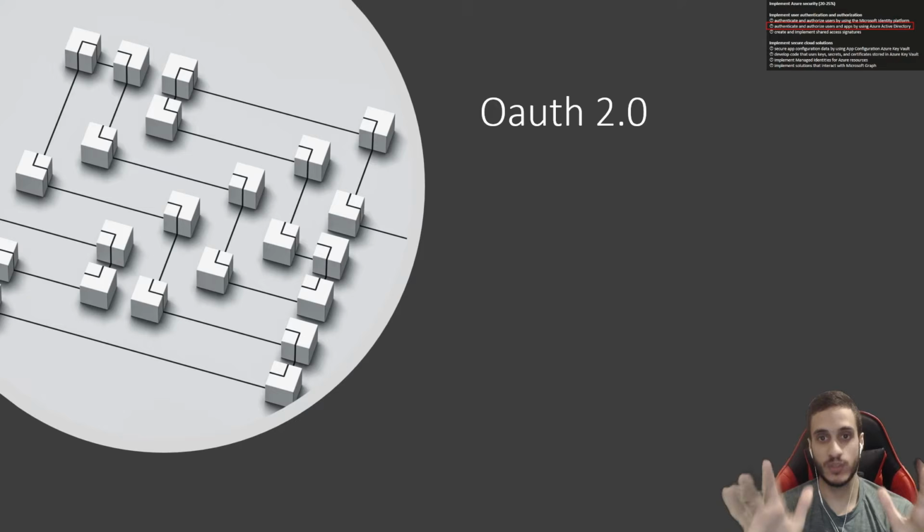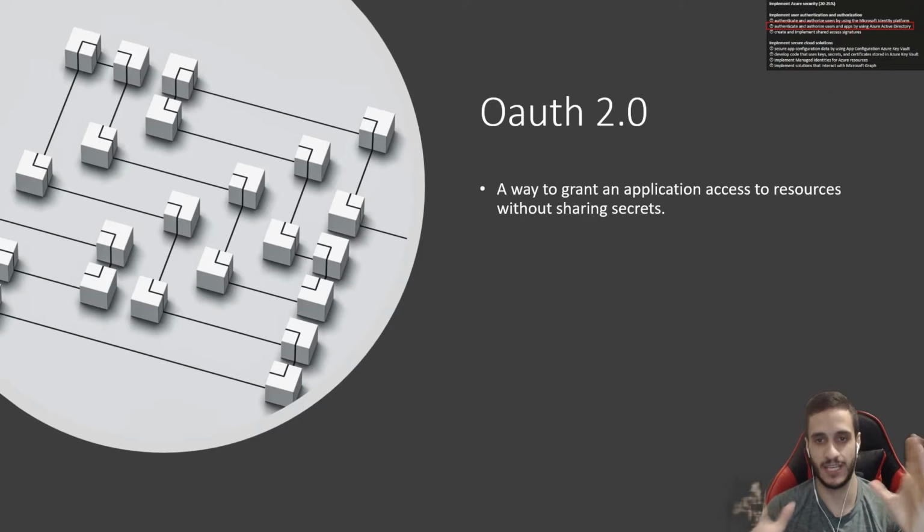All of this uses a protocol known as Oauth 2.0. Now, there are many different explanations about Oauth 2.0, so I'm going to try to provide you the simplest explanation. Oauth 2.0 is a way to grant an application access to resources without sharing secrets. Let me explain that in a diagram.